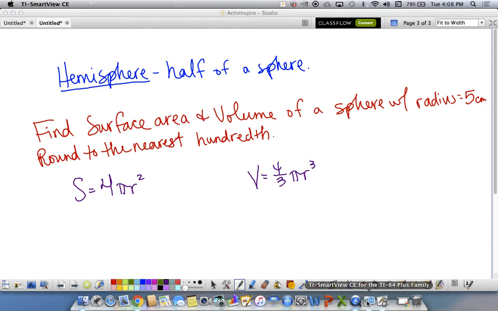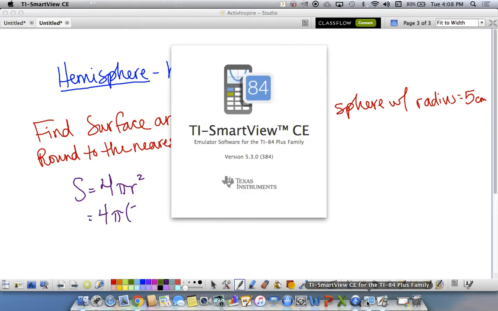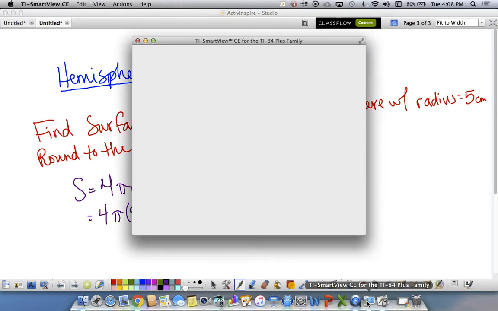Okay, so as my calculator is pulling up, I'm simply going to input my radius of 5 into each of these. So I'm going to say 4 pi times 5 squared.